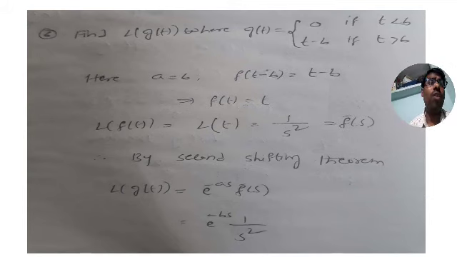We know f bar of s. Now we need to find 1 by a into f bar of s by a. That means in place of s, you have to write s by a, multiplied by 1 by a. That's it. Very easy problems.